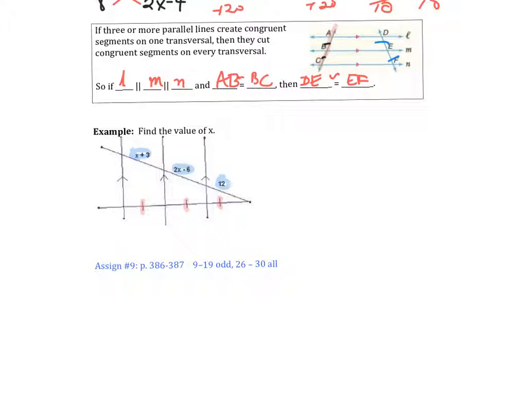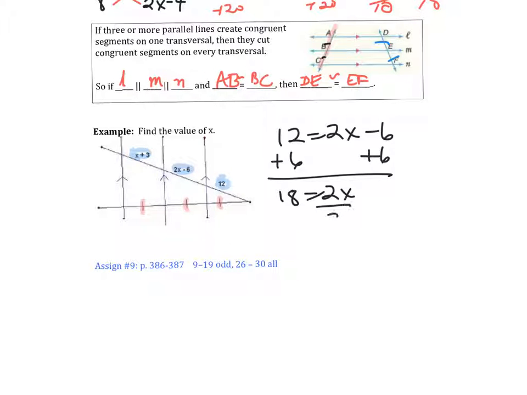So in order to solve for x, I'm going to say, let's erase this for you. 12 is equal to 2x minus 6. Add 6 to both sides. 18 equals 2x. Divide both sides by 2. I've got 9 is equal to x.